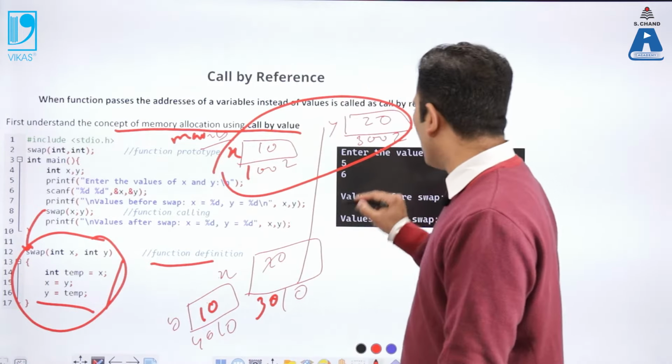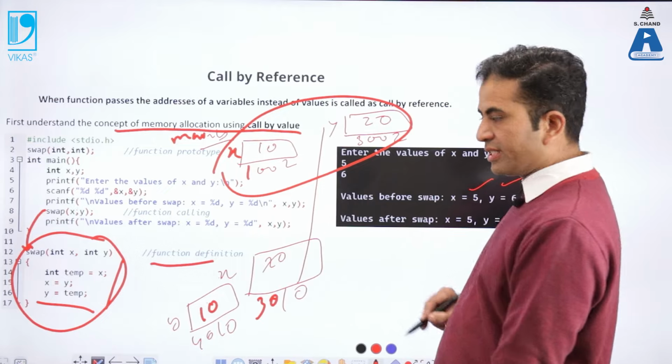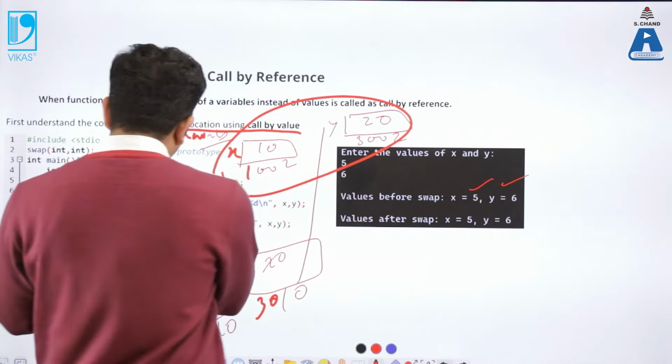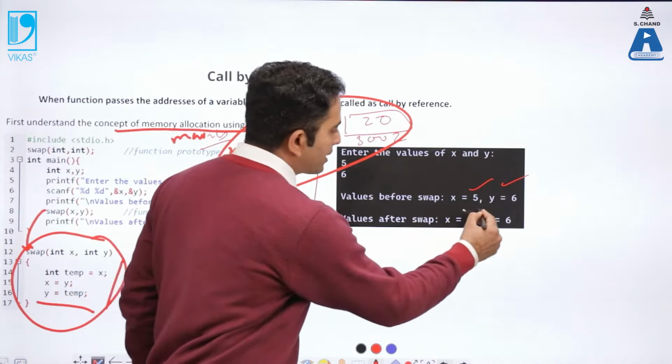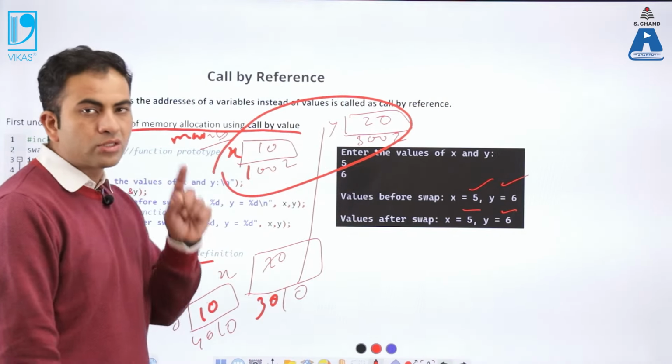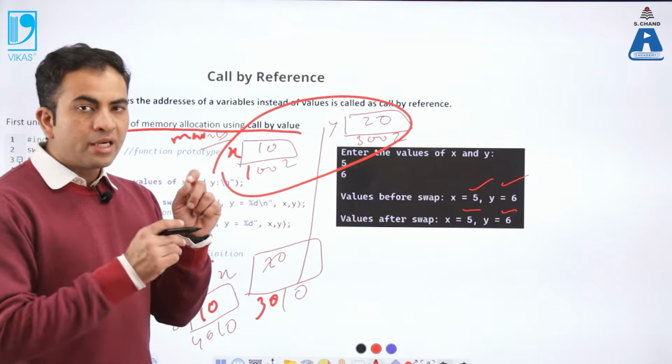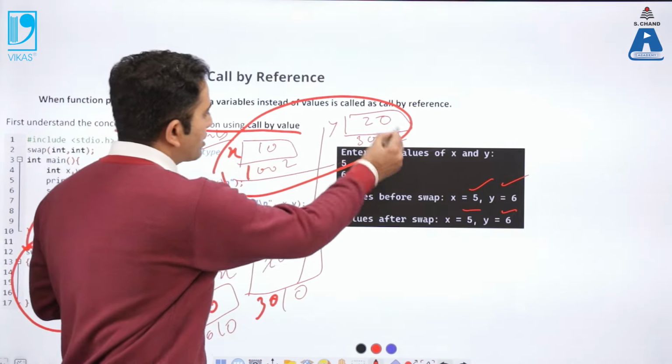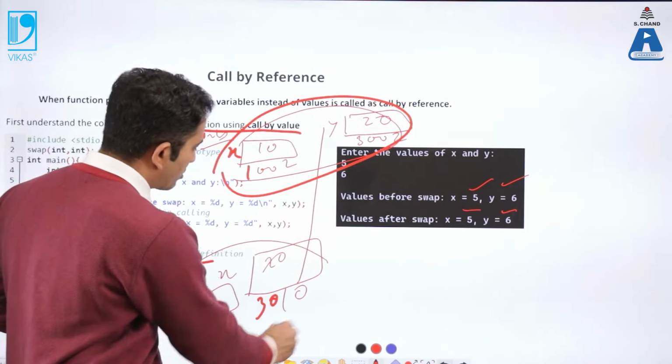Before swapping, the values of x and y are 5 and 6, and after swapping, the values of x and y remain the same. Why is it not swapped? Because the scope of the variables is different here. This is a different address location and this is a different address location.